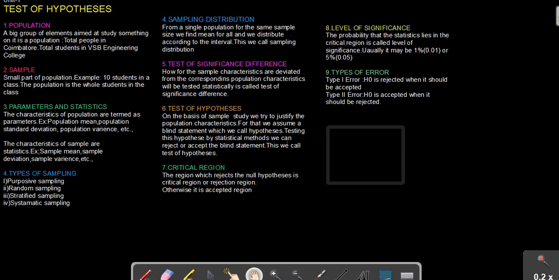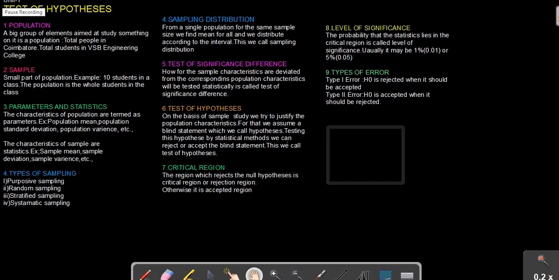Okay. The third one is about samples. A small part of a big part is called the sample. The small part means the part we are taking and studying. Our aim is to apply the findings to the big part, which we call the population.